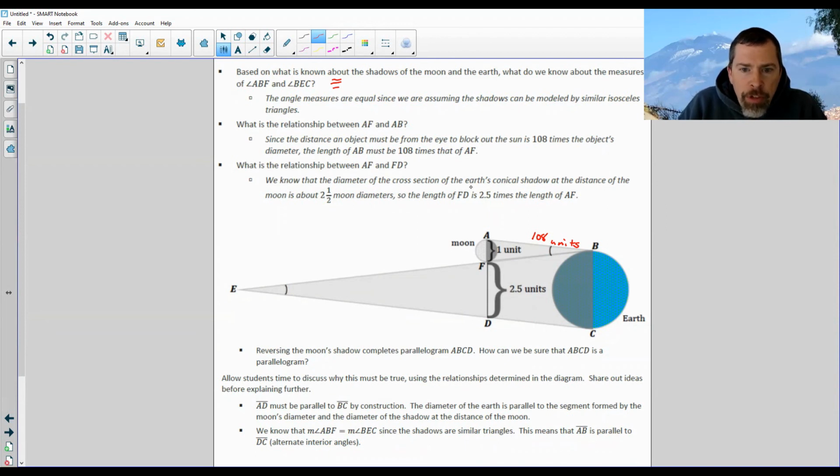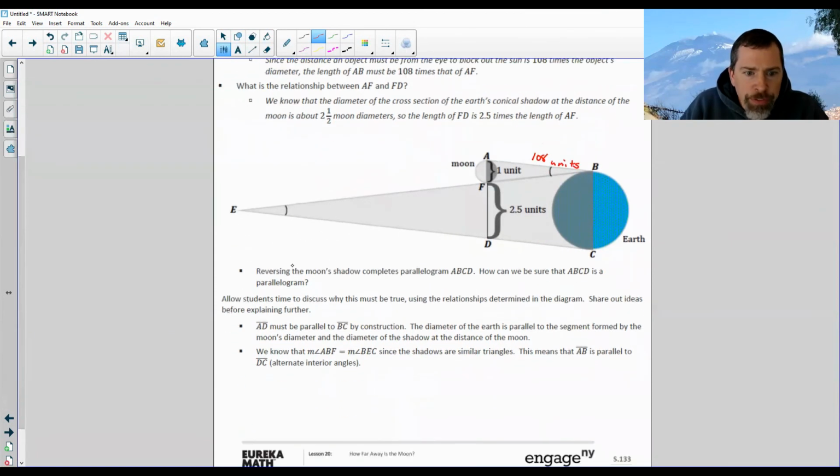We know that the diameter of the cross-section of the Earth's conical shadow at a distance of the moon is about 2.5 the moon's diameter. So we said that earlier. So if this is 1, this is 2.5 times. So FD is 2.5 times the length of AF. So if AF is 1, FD is 2.5. Okay. So reversing the moon's shadow completes parallelogram ABCD. This is now a parallelogram. We can now be sure that ABCD is a parallelogram. Allow students time to discuss why this must be true. Why is that true? Okay.